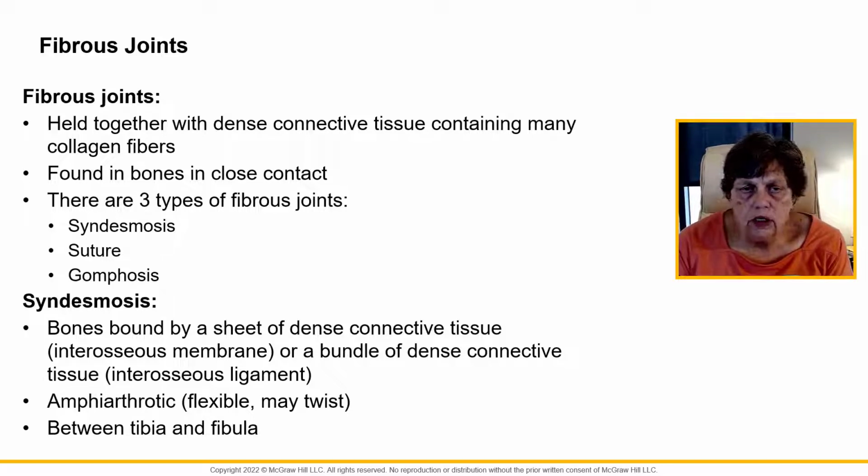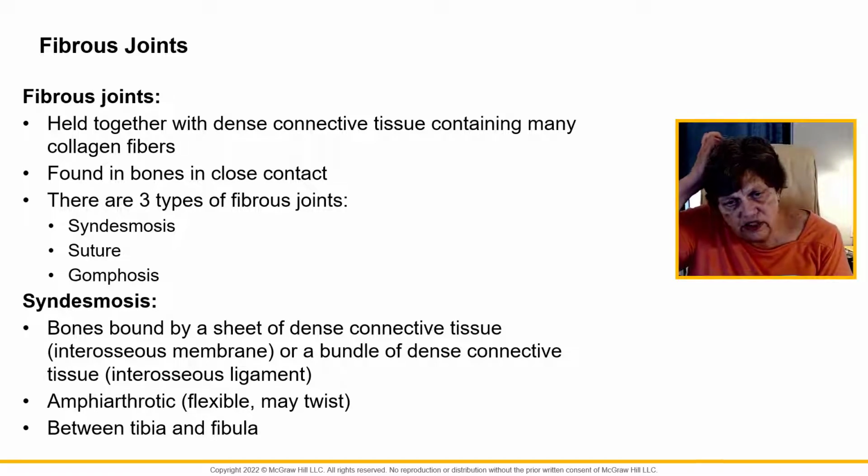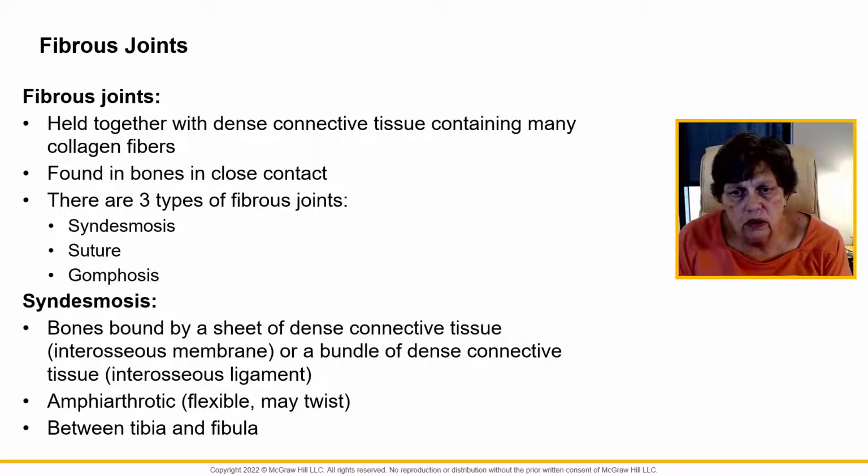As you can imagine, it's held together with dense connective tissue that has a lot of collagen fibers. It's found in bones that have very close contact. There are 3 types of these joints: syndesmosis, sutures, and gomphosis.